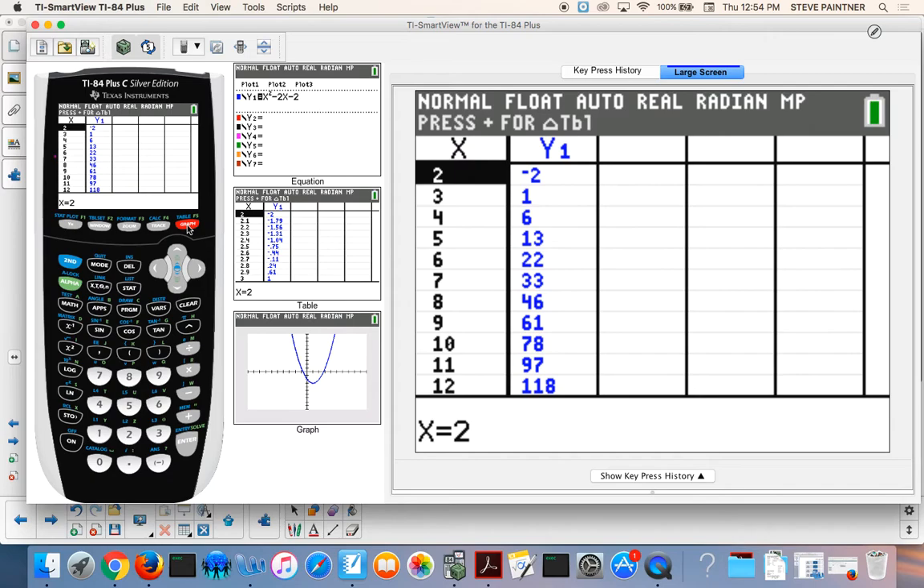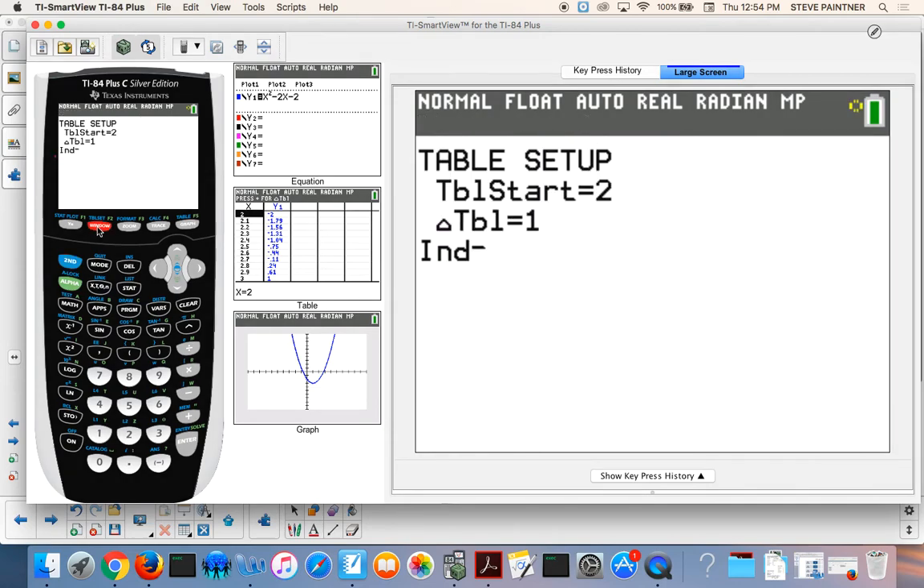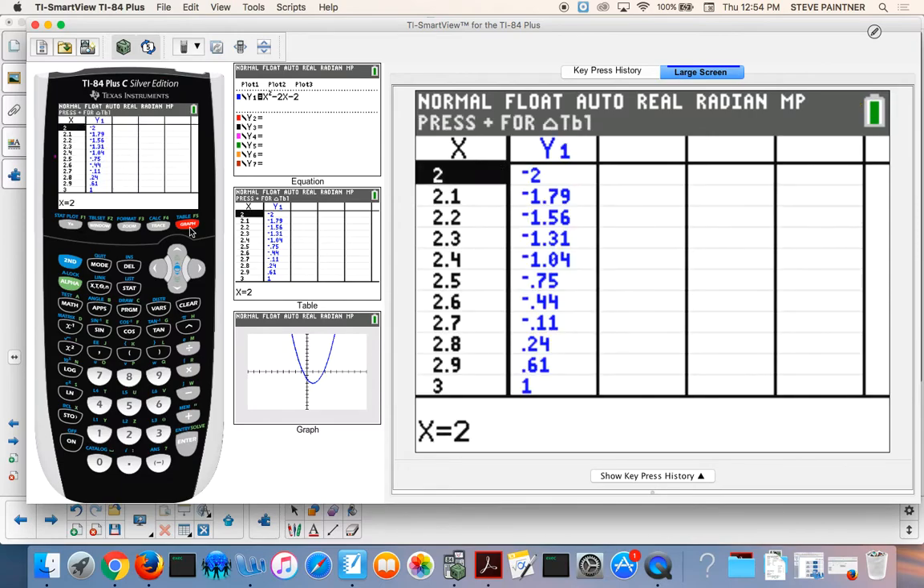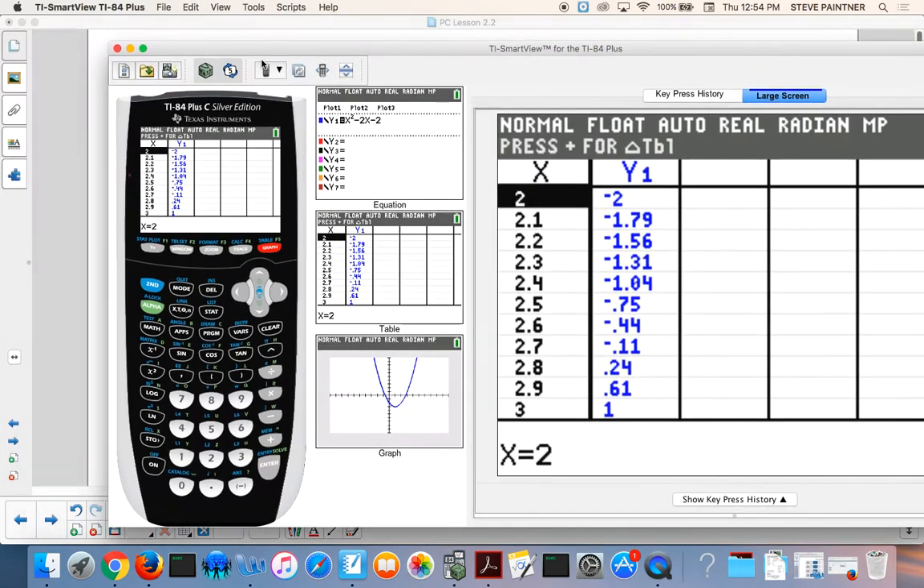0.1. Change your table set to count by 0.1. Let's go by 1/10. Go back to table setup and tell your table to start at 2, but count by 0.1. Now watch. Table, and I'll go second, table. And now I can kind of tell where my 0 happens. All the answers are negative, negative, negative, negative, negative, negative, negative. Then positive 0.24. My 0 happens between 2.7 and 2.8.